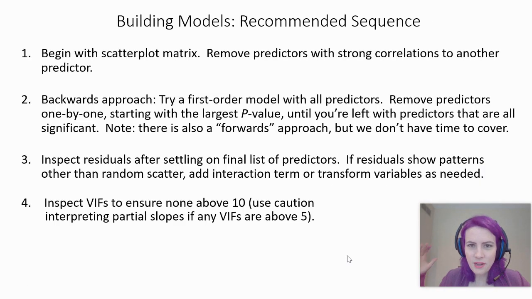All right, so to put everything together, building good models is really an art form. I recommend always starting with the scatter plot matrix. Remember to check for linear relationships and to do a first pass against multicollinearity. Then there's two approaches to model building. There's the forwards approach, where you start small and add things on. Or there's the backwards approach, where you put everything in and then start taking away.